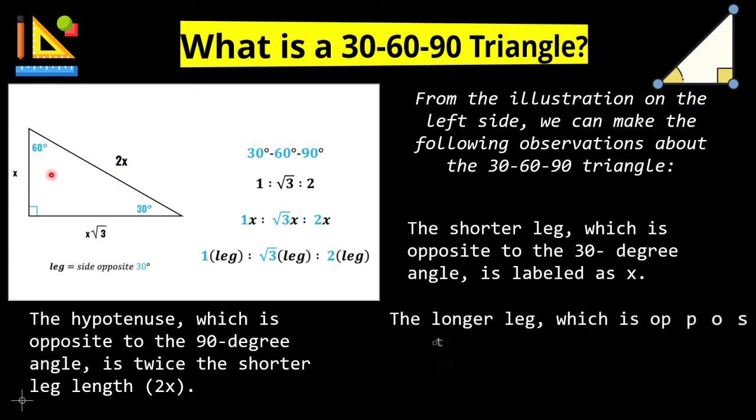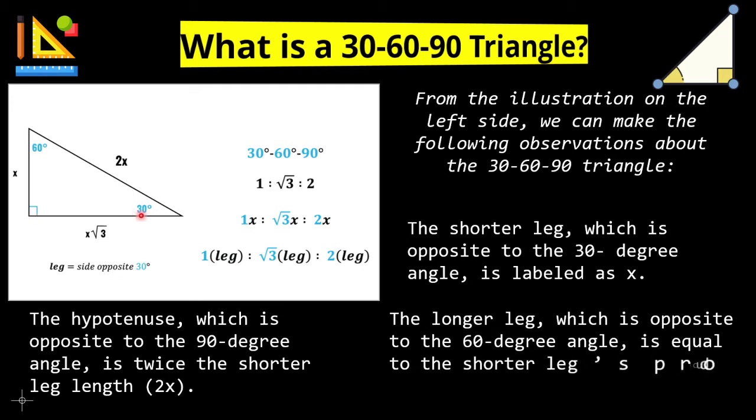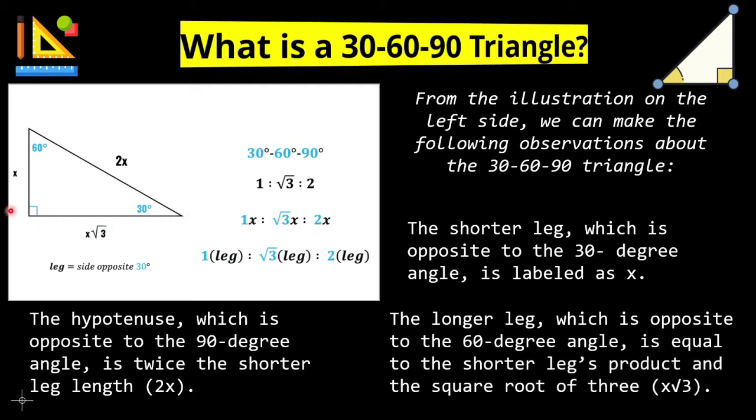Next, the longer leg, ito yung longer leg, mas mataas o mas malaki dun sa x natin sa other side, which is the opposite of 60, okay, tama, opposite siya, is equal to the shorter leg product and the square root of 3. So, yung x natin, product siya ng x square root of 3. So, kaya ganyan yung ayos ng ating right triangle. At yan yung tatandaan natin na ratio dito sa 30-60-90 triangle to solve those values of side.